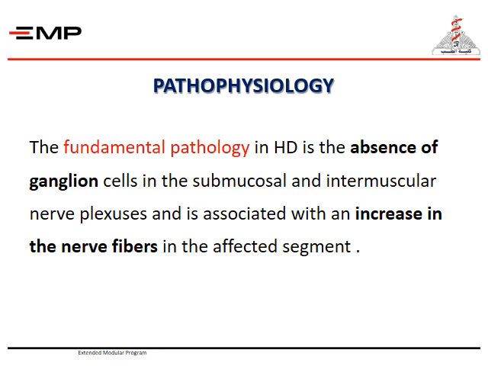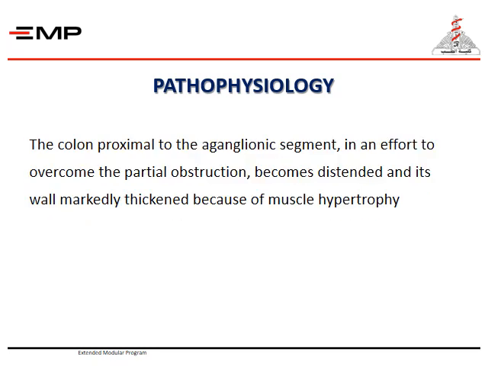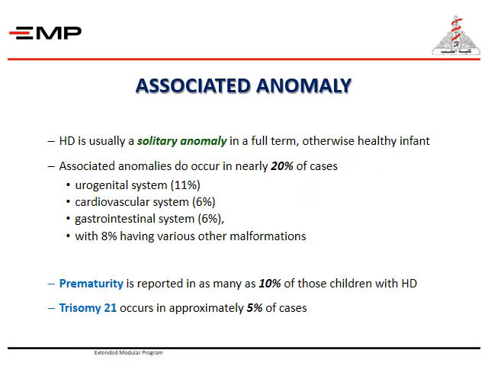The aganglionic segment may, however, include the entire large bowel and even small bowel. The colon proximal to the aganglionic segment, in an effort to overcome the partial obstruction, becomes distended and its wall markedly thickened because of muscle hypertrophy. The degree of hypertrophy and dilatation depends upon the duration and degree of obstruction and thus, indirectly, on the age of the patient. HD is usually a solitary anomaly in a full-term, otherwise healthy infant.